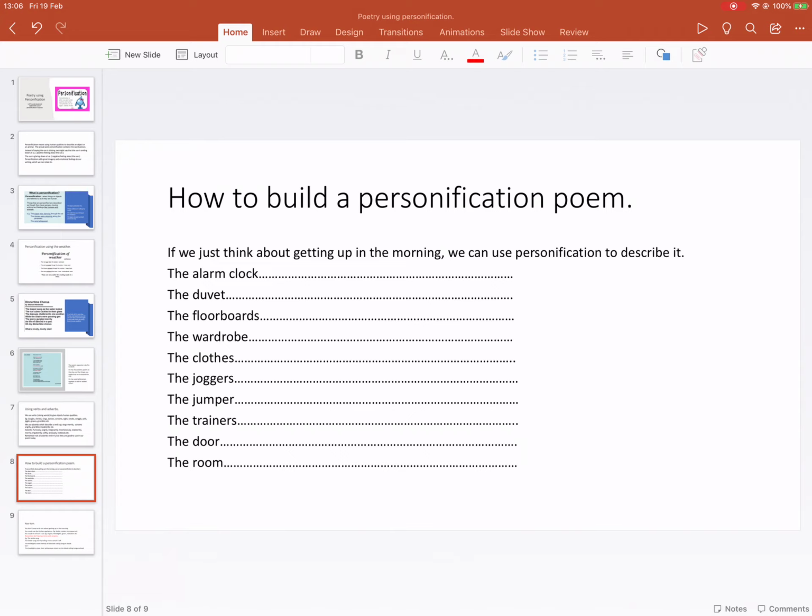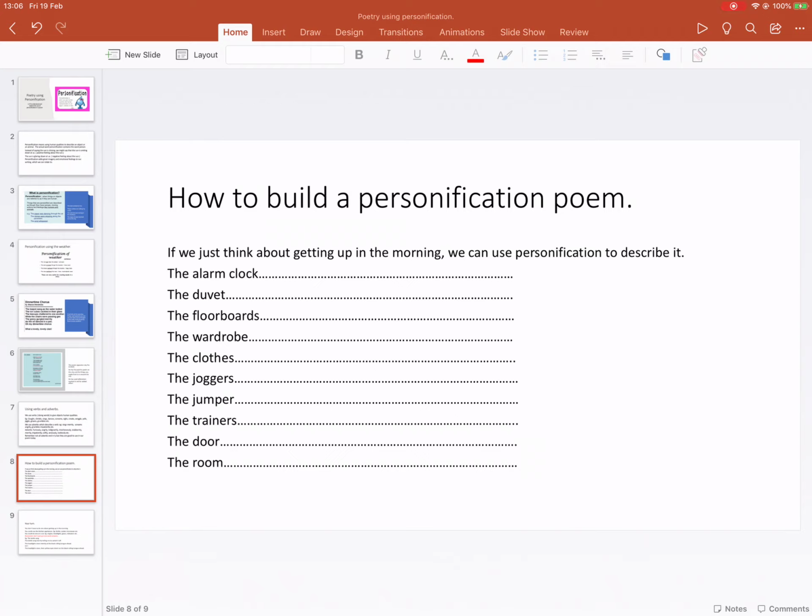So the clothes, now I had to think about this one. So the clothes jiggle merrily as they vie for my attention. So clothes, you're always thinking, oh, which one shall I wear? And then some jump out at you and some don't. So the joggers groan angrily as I put my legs in there. The jumper waves its arms around in protest. The trainers dance mischievously as I try to put my feet in them.